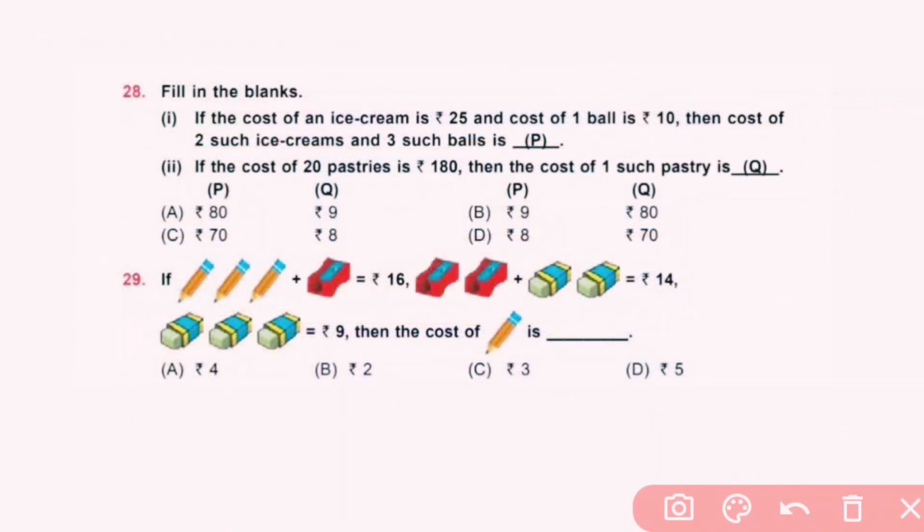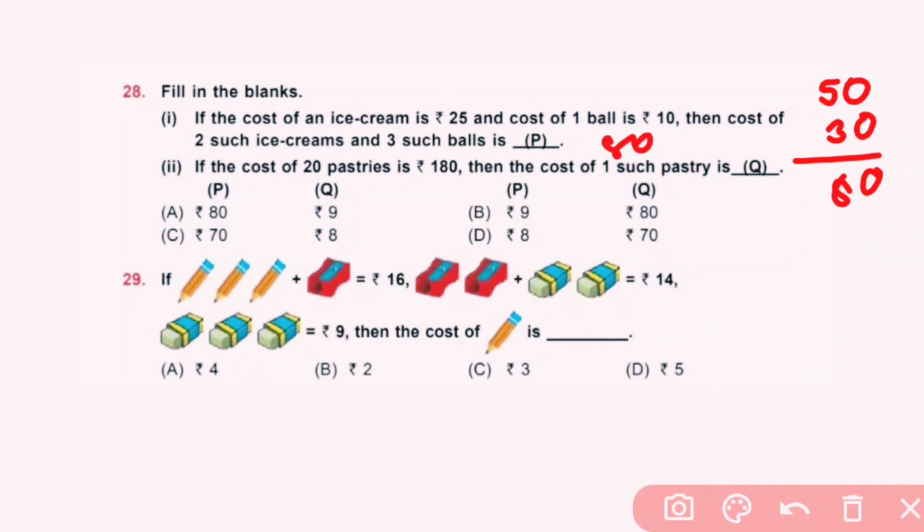Question number 28. Fill in the blanks. Option 1. If the cost of an ice cream is rupees 25 and cost of one ball is rupees 10, then cost of 2 such ice creams and 3 such balls is P. So here one ice cream is for 25 rupees. Then 2 ice cream is for 50 rupees. And one ball is for 10 rupees. So 3 ball 30 rupees. And total cost is 80. So here P is 80.